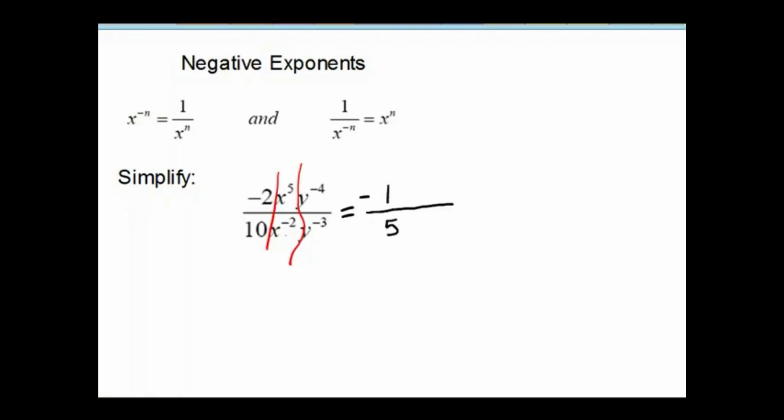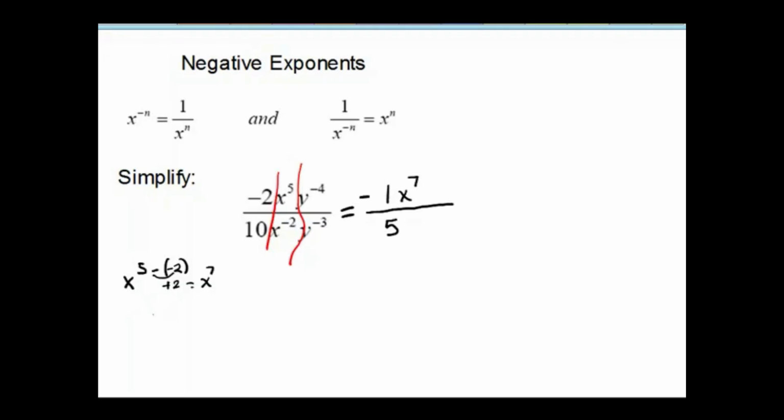For the x's, we're going to subtract. Remember, subtract top to bottom. So we have 5 minus a negative 2. Minus a negative makes plus, so we get x to the positive 7. When you use the rule, it goes on the numerator.